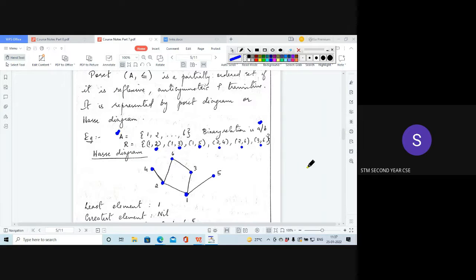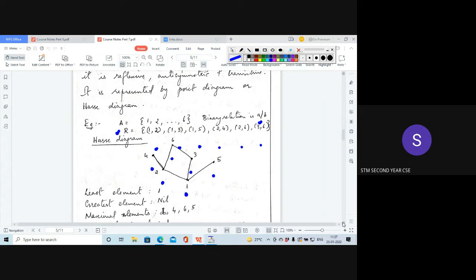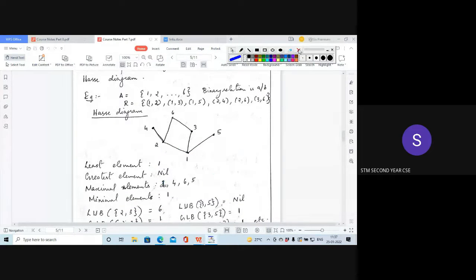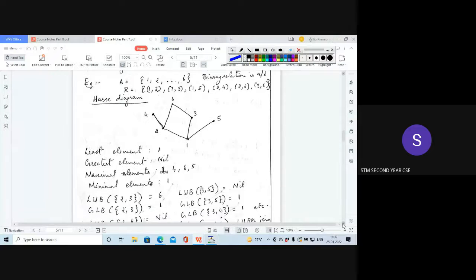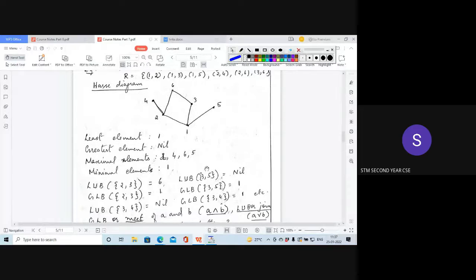Now let us see what are the least upper bounds and greatest lower bounds for each pair of elements in this Hasse diagram. So considering any pair, let us take the pair 2, 3. For the pair 2, 3, what is the least upper bound of 2, 3? This is 2 and this is 3. And 2 is related to 6, 3 is also related to 6. And only one element is an upper bound of 2, 3. And so the least upper bound of 2, 3 is 6.